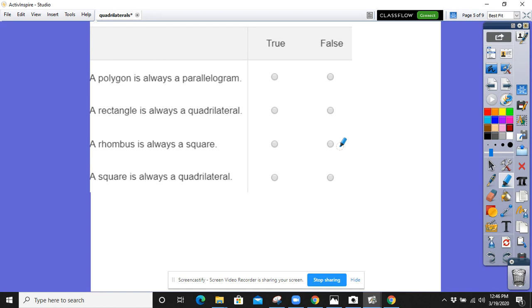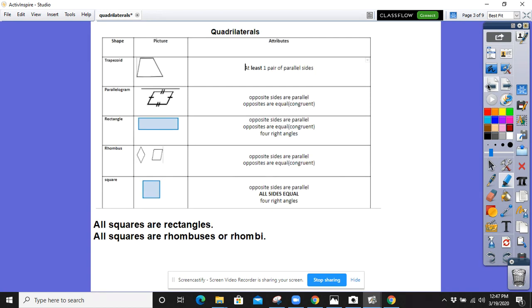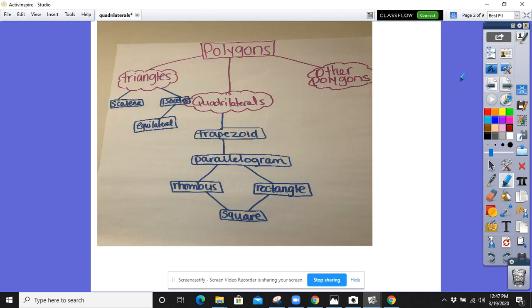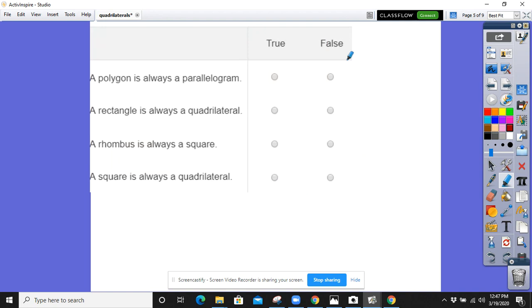A polygon is always a parallelogram. Well, let's look at the family tree. A polygon is not always a parallelogram because a polygon is also other polygons. A polygon is also a triangle. So a polygon is not always a parallelogram. It's actually the opposite. A parallelogram is always a polygon. So that is false.